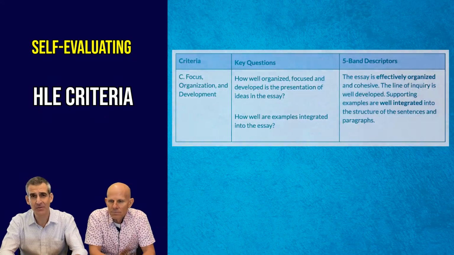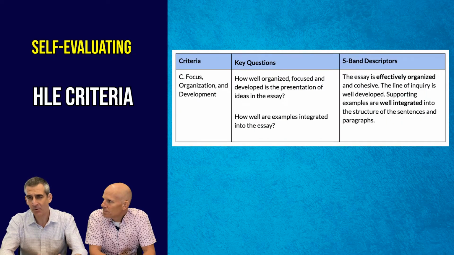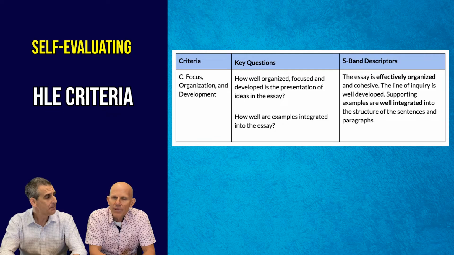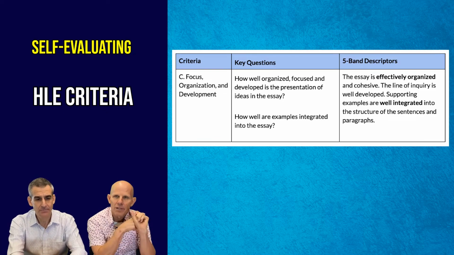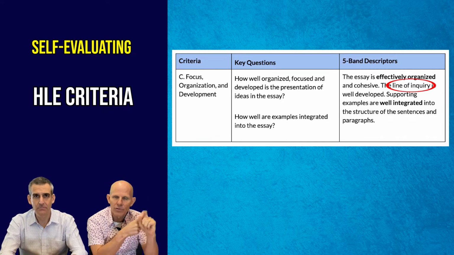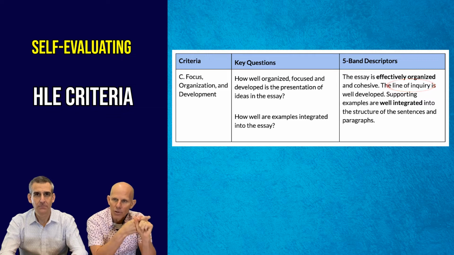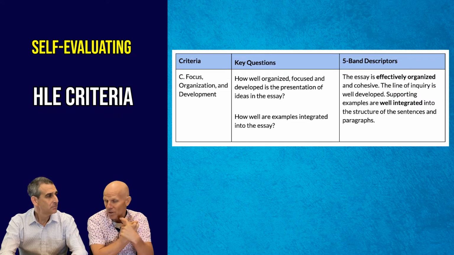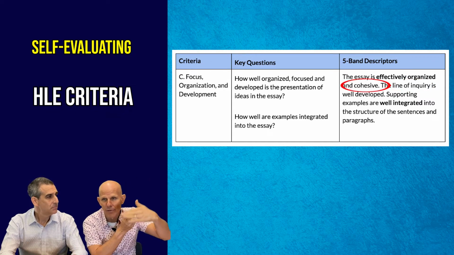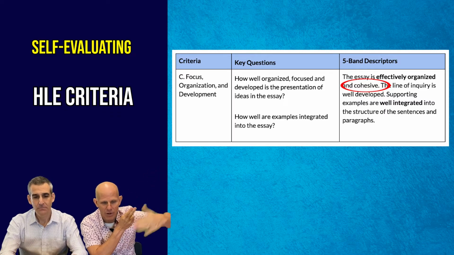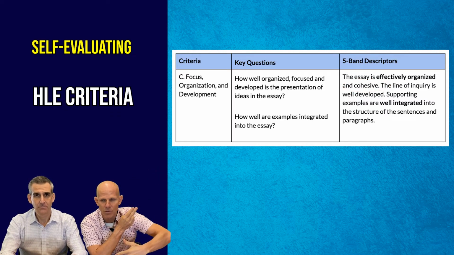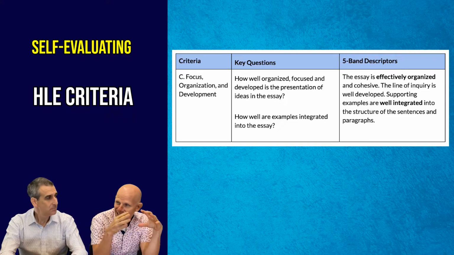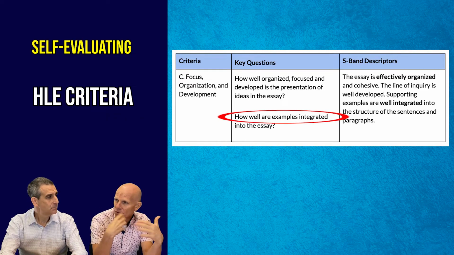Criterion C is thinking about focus and organization, Mr. Giles. What are some things that you're thinking about as you consider that in your self-evaluation? Well, I'm thinking about a couple of things. Number one, the line of inquiry. Is it focused? Does it run throughout the paper? Number two, those transitions we talked about. Is there a flow of ideas? Are they connecting paragraphs? Are they within the paragraph? Is there good structure? And lastly, the integration of the references and quotations.